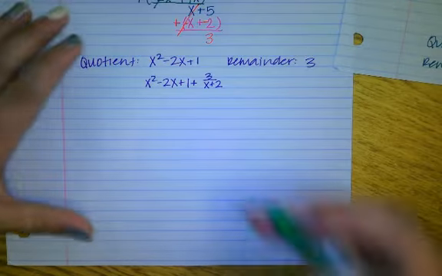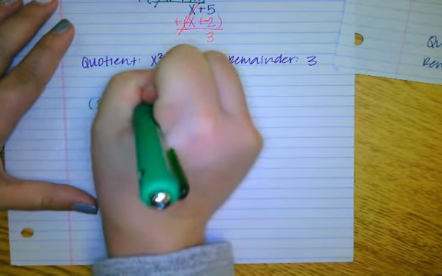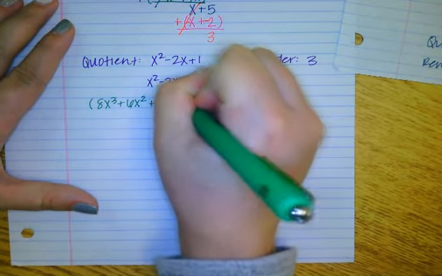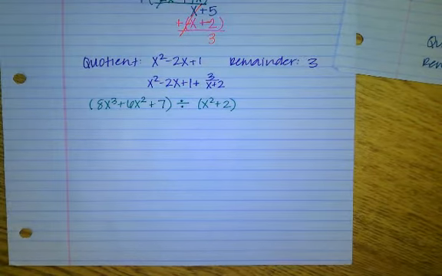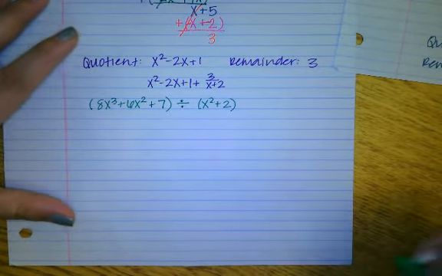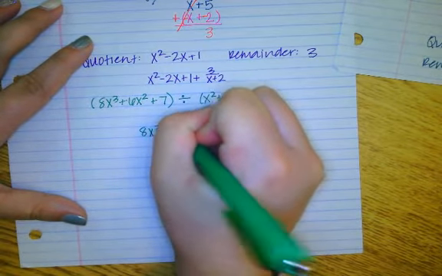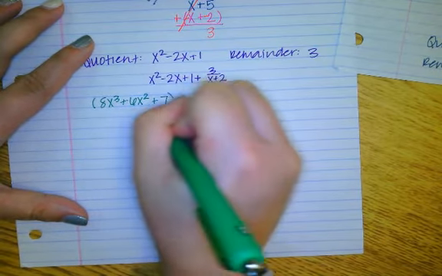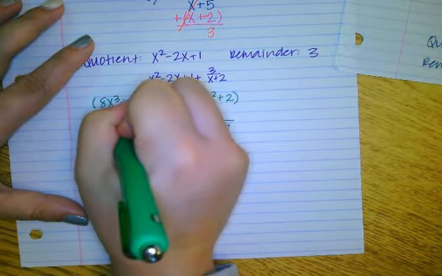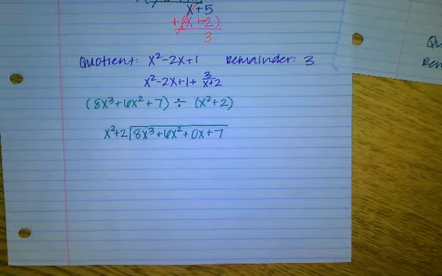Okay, we have 8x cubed plus 6x squared plus 7 divided by x squared plus 2. Okay, what placeholders do I need? X. So 8x cubed plus 6x squared plus 0x plus 7. Okay, and what you do to solve a degree 3 by a degree 2 is the same exact process.